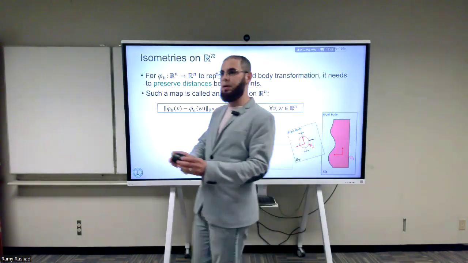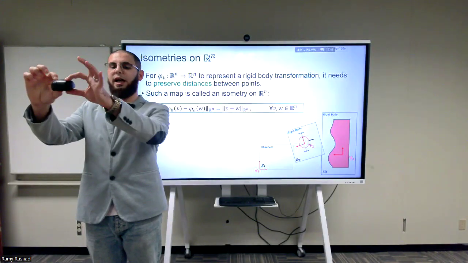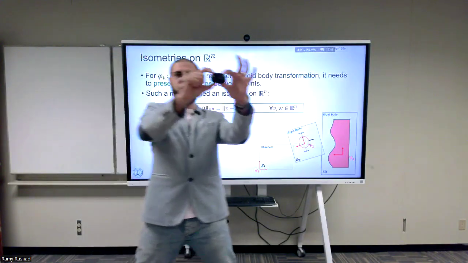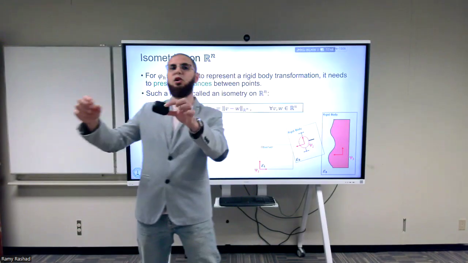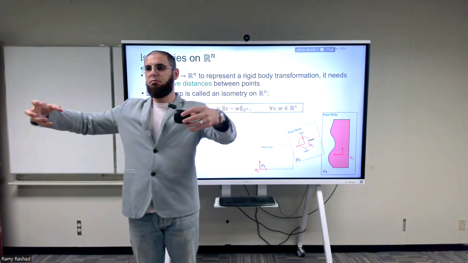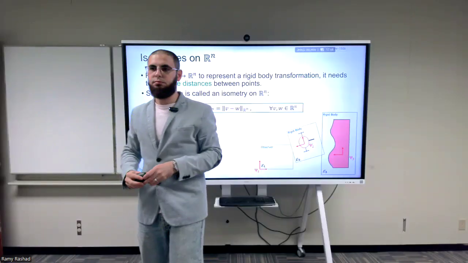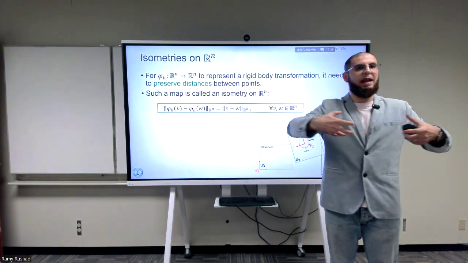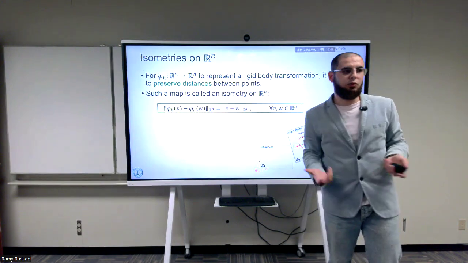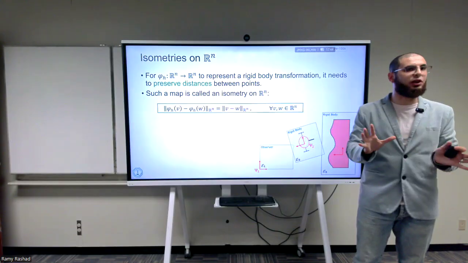A rigid body is simply, if I tell you this point and that point, before moving it and after moving it, they should be the same distance. If they were not, what does that mean? It's not a rigid body. It's what you call a flexible body or an elastic body. So this is not what we're talking about. We're talking about rigid bodies.